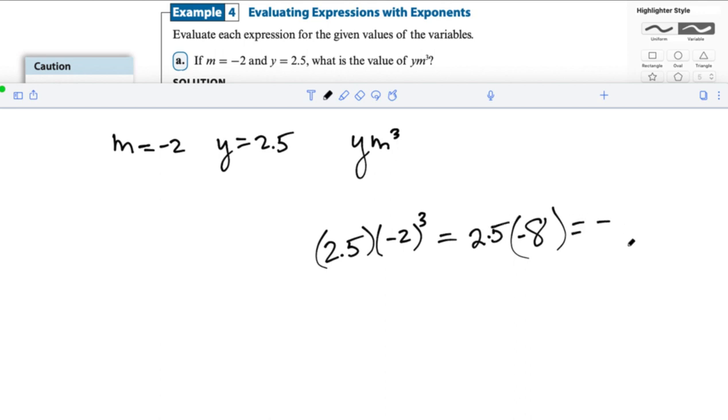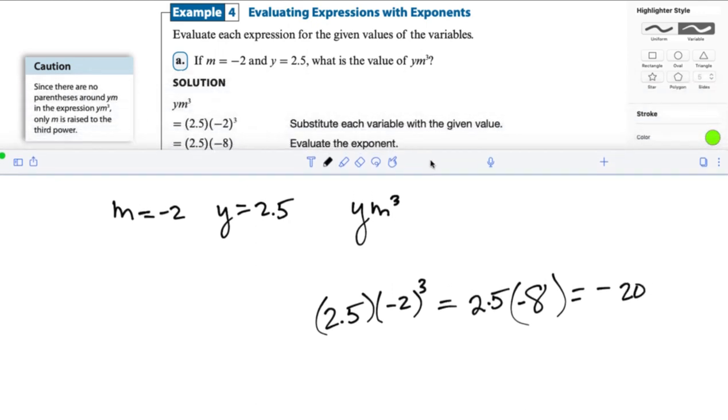So I know my final answer is going to be negative. 8 times 2 is 16, and then 8 times 1/2 is 4. 16 and 4 is 20. My answer is negative 20 for part A. Let's see, did they agree?